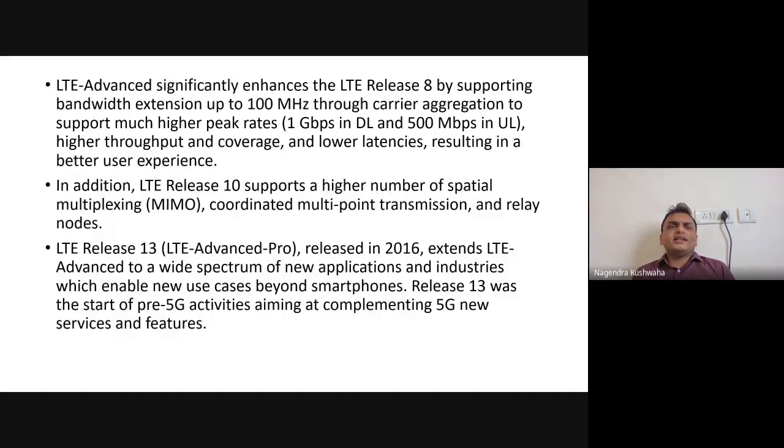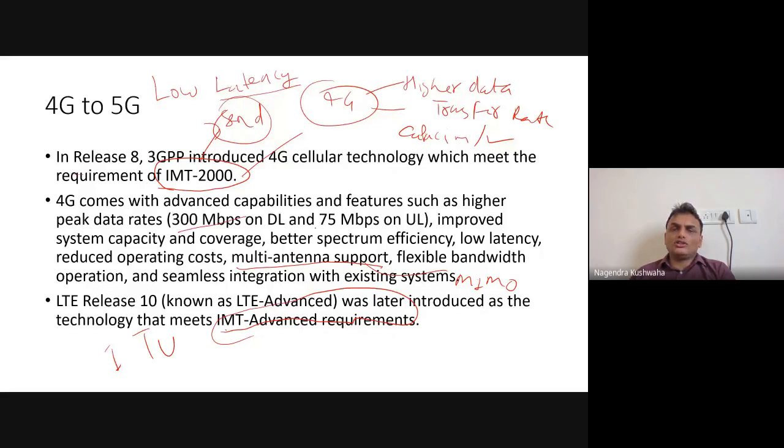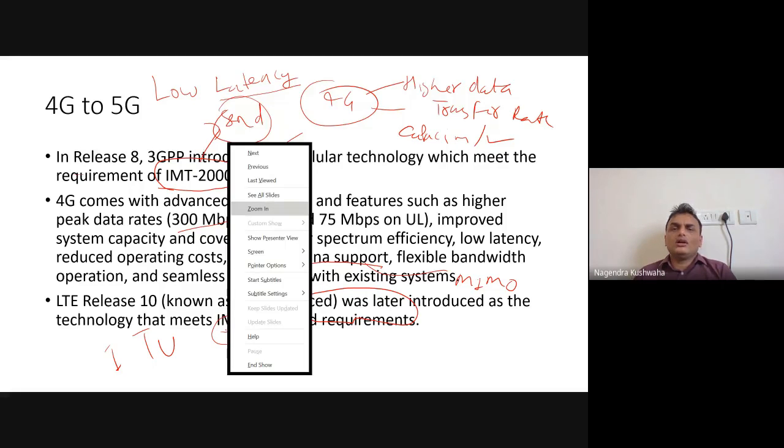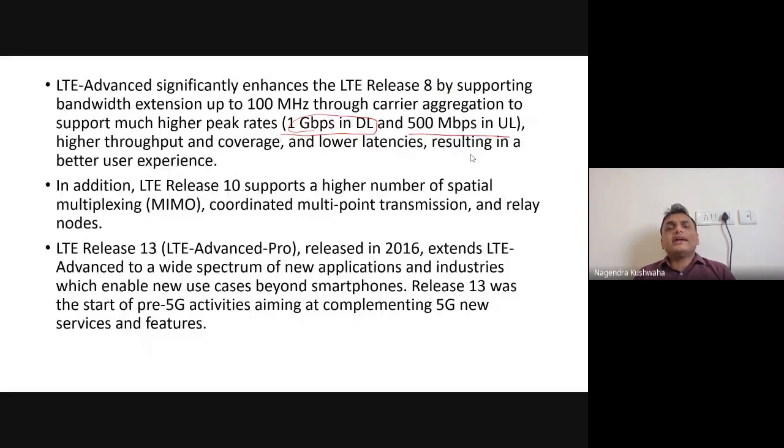So what happened in release 10? They released the IMT Advanced requirement, with 1 Gbps transfer speed for download and 500 Mbps for upload. In initial 4G, the download speed was 300 Mbps and the upload speed was 75 Mbps. So in LTE Advanced, they have successfully improved the data rates in both downlink and uplink. In addition, initial 4G also supported a large number of MIMO antennas.